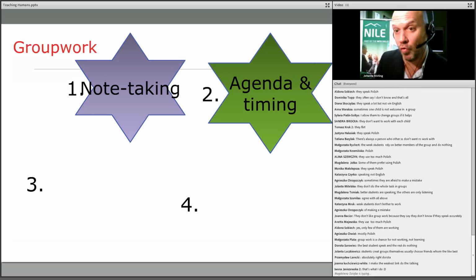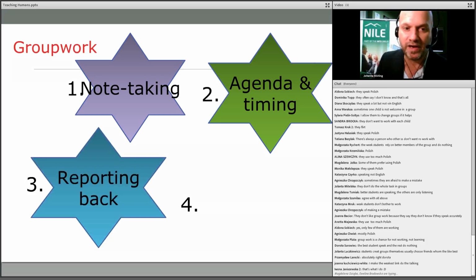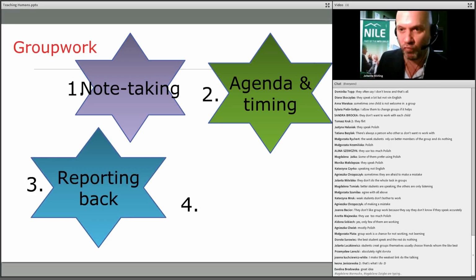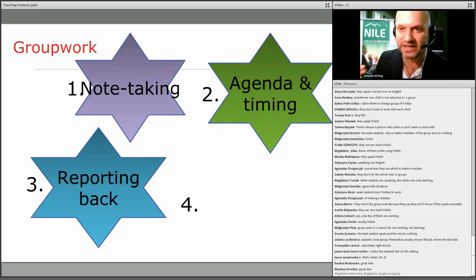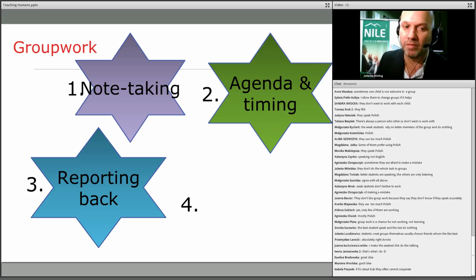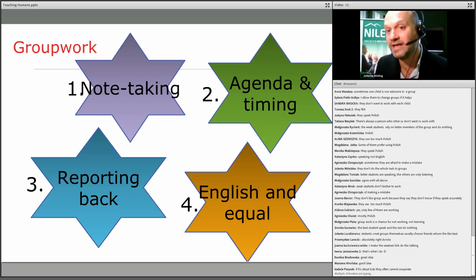So to make sure that all the items on the agenda are covered, if it's a meeting, or all the tasks are covered, right? Number 3 is the person who's responsible for reporting back, being able to explain and express what was said. And number 4 is the person who's responsible for English and equality, right?